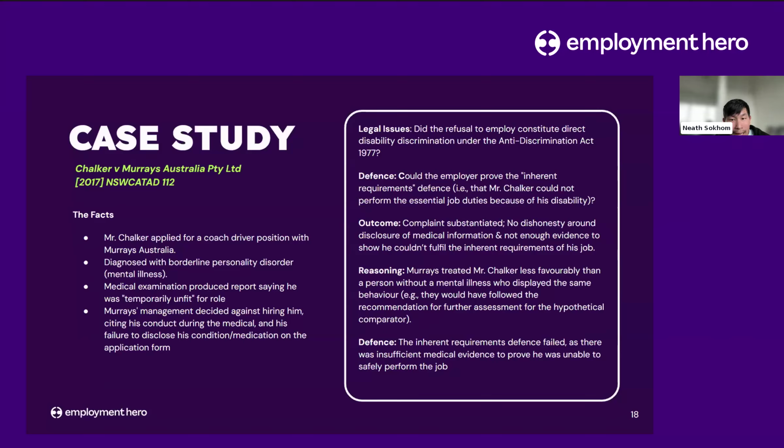So the takeaway here from all of this, because I know there was a lot of information here, is an employer should not be reaching any firm conclusions about a person's ability to perform the inherent requirements of a role without conducting a thorough medical examination. If retracting an offer is on the cards, an employer must be able to prove with evidence like a comprehensive medical report that a candidate cannot perform the genuine core requirements of the role, even with reasonable adjustments made for them. So that's it from me.